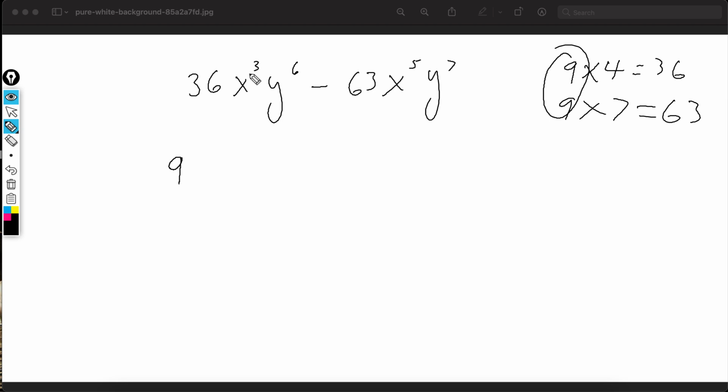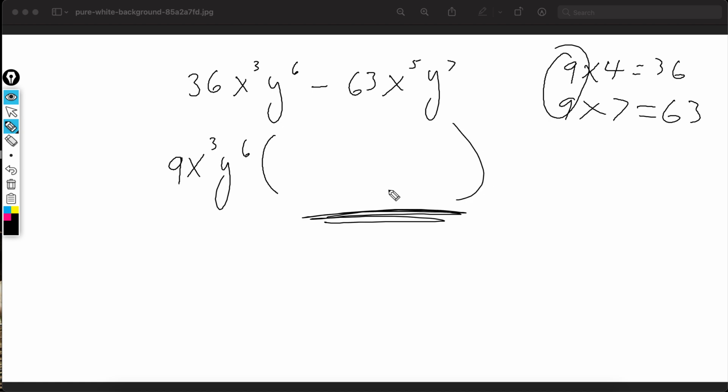Now we try our x's. We have x to the third, x to the fifth. Which one's the smaller one, 3 or 5? You're right. X cubed. We have y to the 6, y to the 7. Which one's smaller? Y to the 6. I think you're starting to see I'm getting shortcuts now. Now, we fill in what's inside. And this is actually easier than doing what we just did.